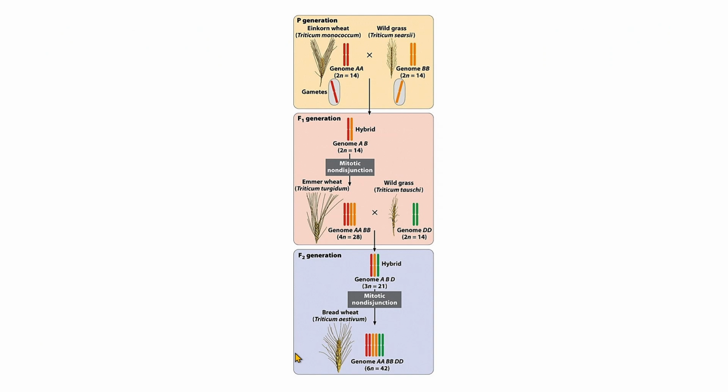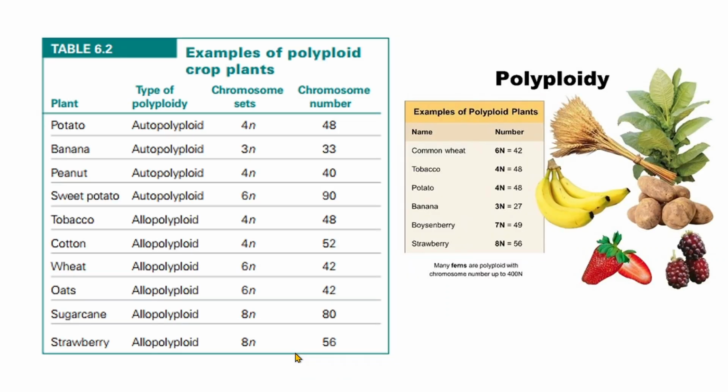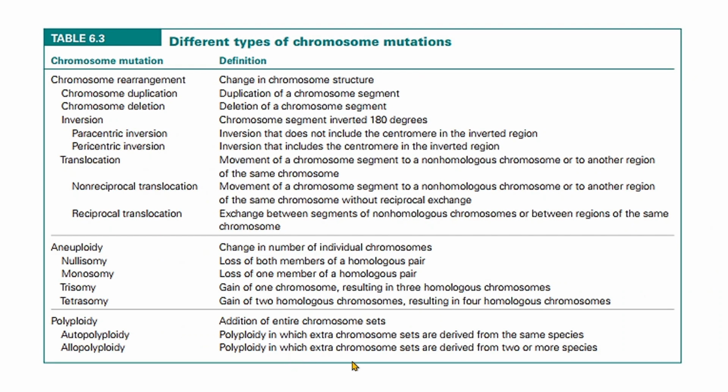Now, because of polyploidy, many of the foods that we're eating, plant material, are actually polyploid. Potato is a polyploid. Banana, peanut, sweet potato, tobacco, cotton, wheat, oats, sugarcane, and strawberry are all polyploid organisms. They may be resulting organisms from autopolyploidy or allopolyploidy. You may pause this video in order to study this table showing different types of chromosome mutations.